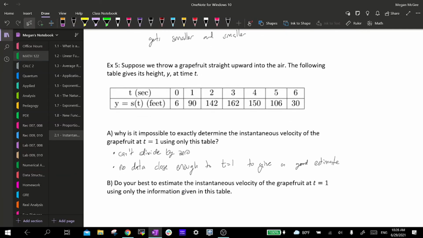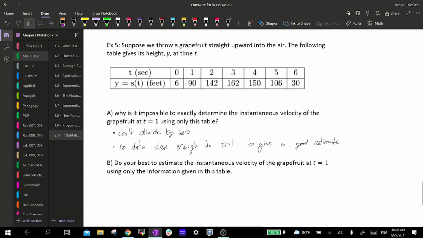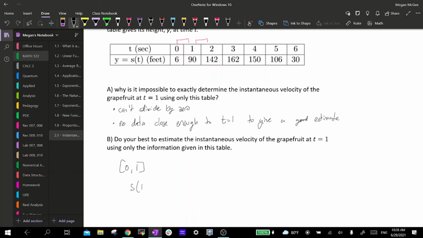All right, so although we don't have a ton of good data, we still want to try our best to estimate the instantaneous velocity of this grapefruit. What can we do based on what we know? Well, we can find the average velocity between 0 and 1, and then again between 1 and 2. And we know that our instantaneous velocity needs to be somewhere in between those. So let's look at between 0 and 1. We need s of 1 minus s of 0 over 1 minus 0. s of 1 is 90, s of 0 is 6, and 1 minus 0 is 1. So we have 84 as our average velocity between 0 and 1.